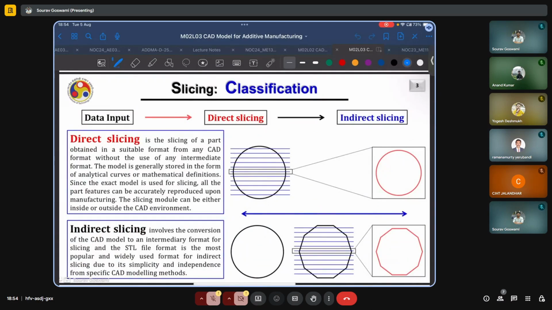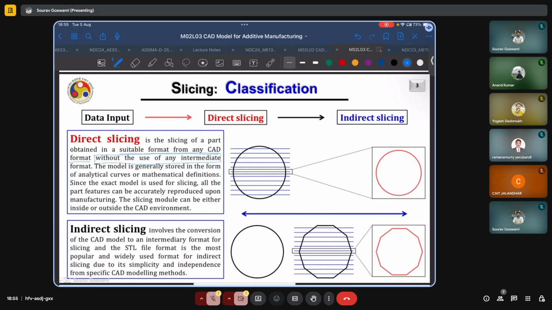Slicing, as we discussed, is the intersection of these slicing layers with the object, whether the actual 3D object or its approximation in the form of an STL file. And this slicing tells us what is the part to be deposited in each layer, what is the height, what is the tool path that we have to take, and so on. Now, this slicing step itself can either be a direct slicing, that is, a slicing of a part obtained in a suitable format from any CAD format without the need for any intermediary format.